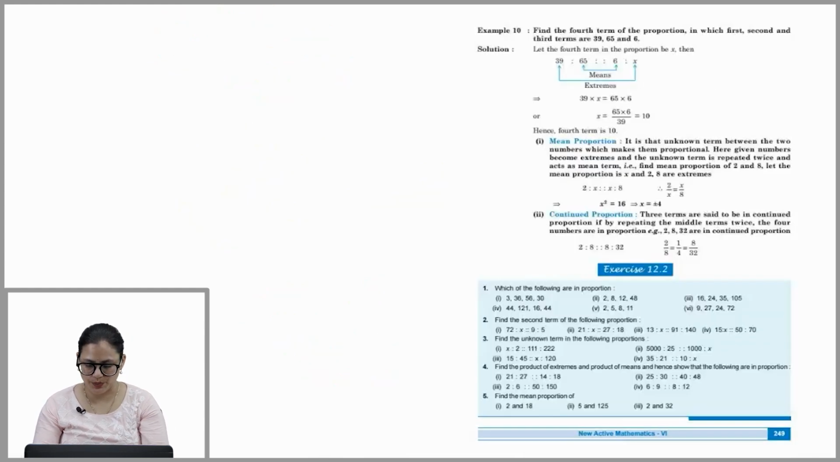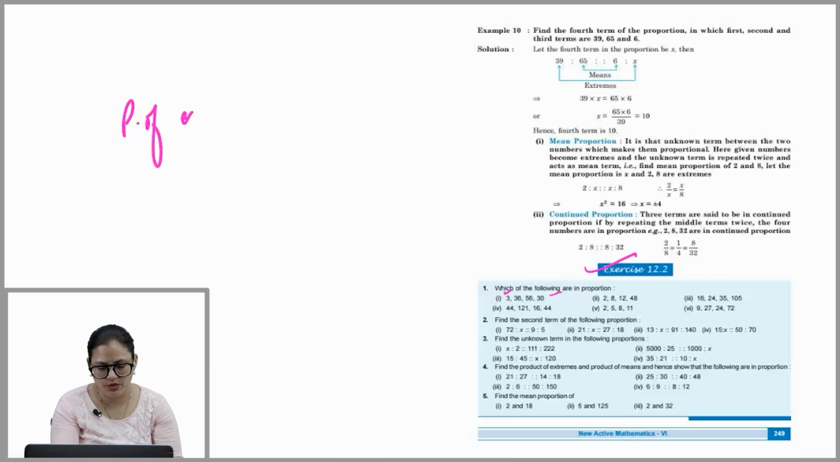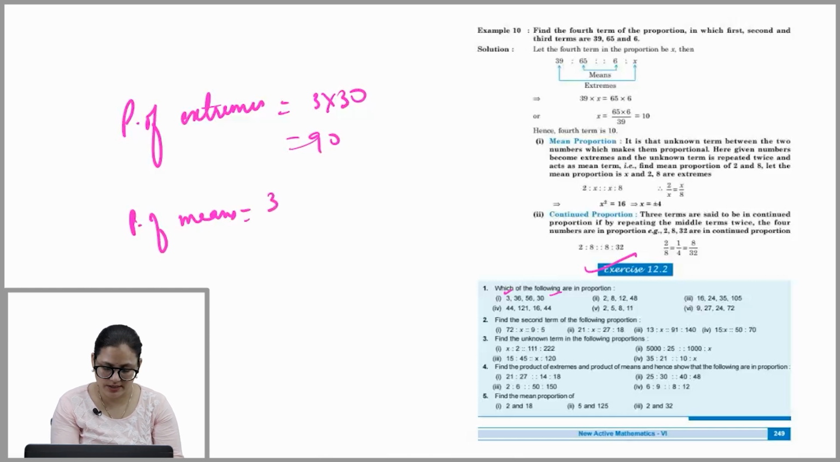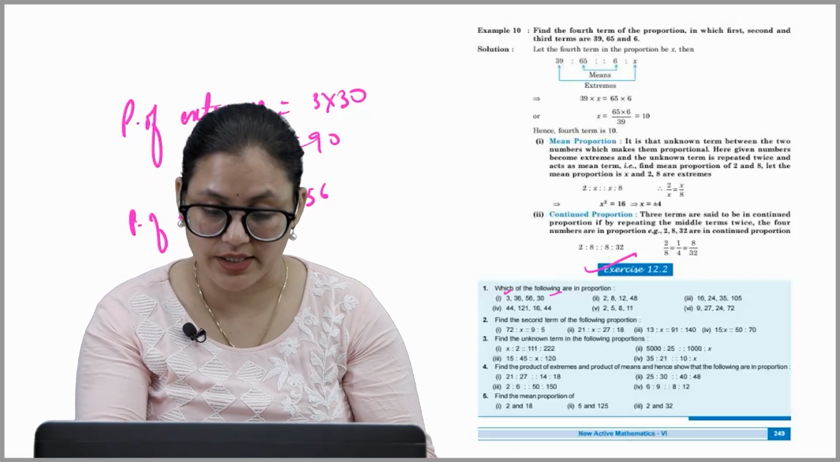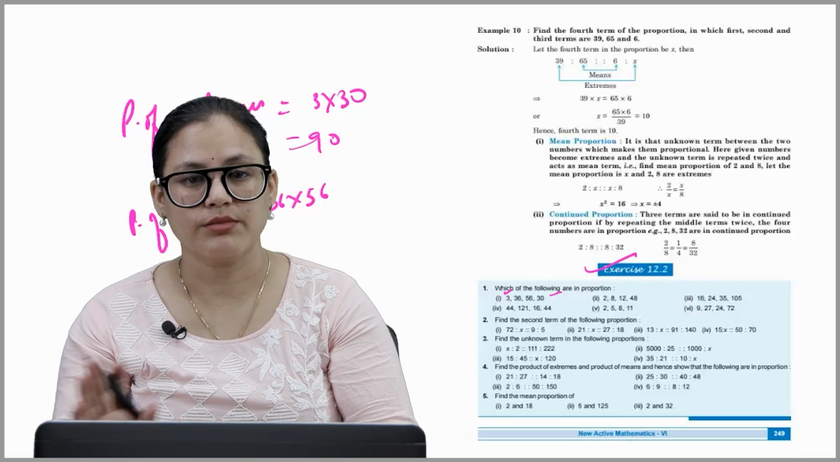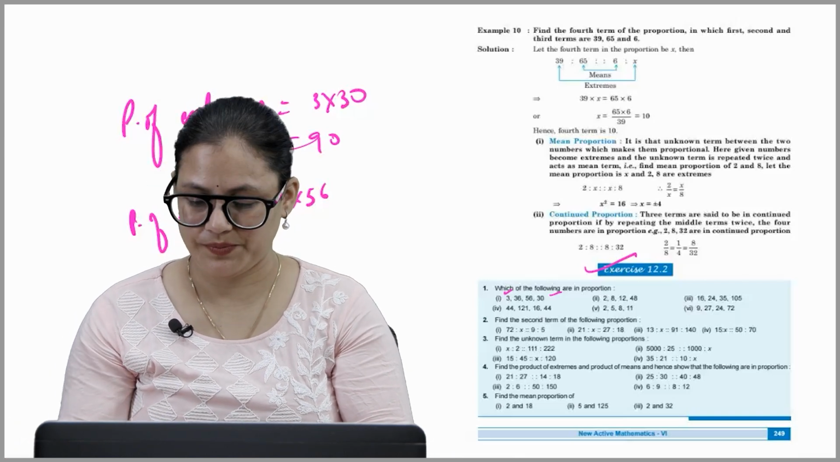Exercise 12.2. Which of the following are in proportion? So what will you do? First, we will find the product of extremes. Product of extremes is 3 into 30 is equal to 90, and then product of means is equal to 36 into 56. 36 into 56 is clearly not equal to 90, so these are not in proportion, right?